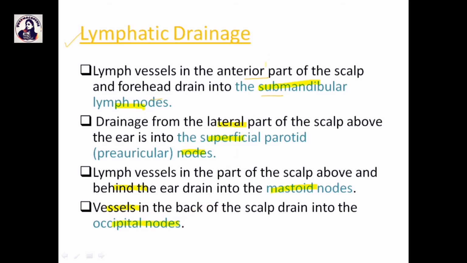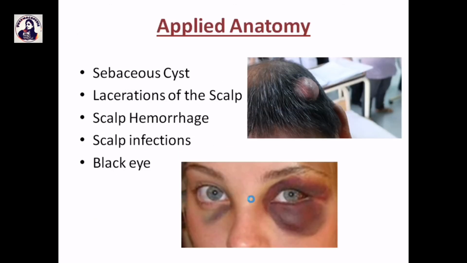So here these four nodes are important for you: the submandibular lymph node, the superficial parotid lymph node, the mastoid lymph node, and at last the occipital lymph node. Okay, dear students, so here the lymphatic drainage ends.